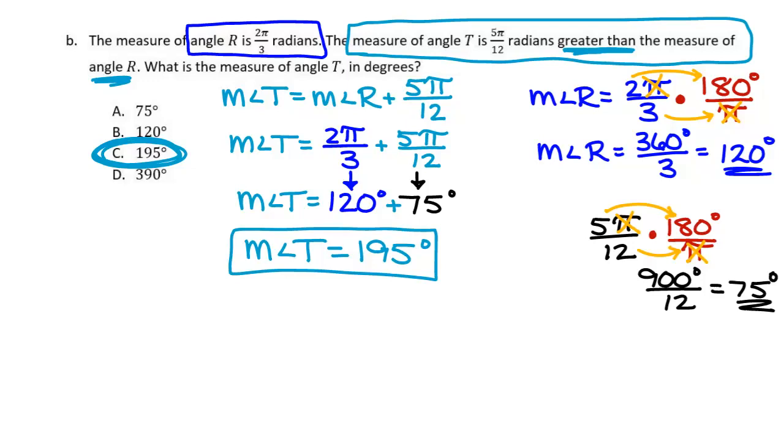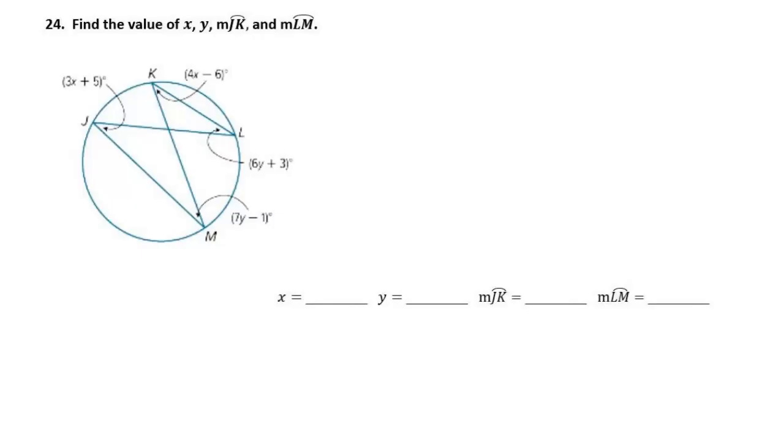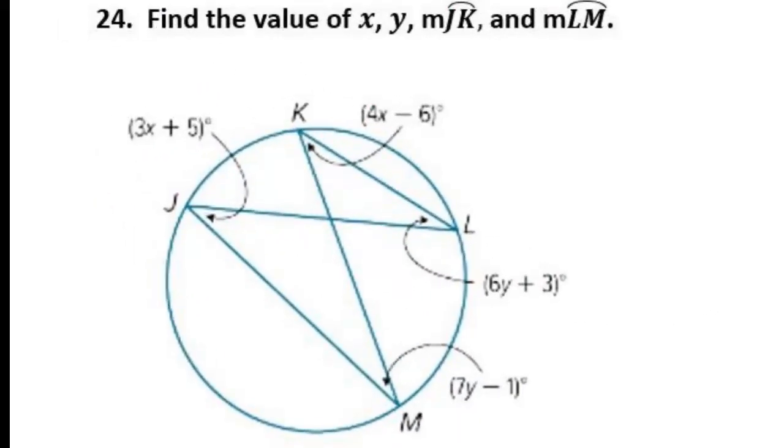Number 24, very back page. Very last problem on the very back page. You guys actually had a problem like this on the skills check yesterday. So we're going to talk about how to do this problem. And if you missed this one on the skills check, pay special attention. We want to find the values of x and y, the measure of arc JK, and the measure of arc LM.